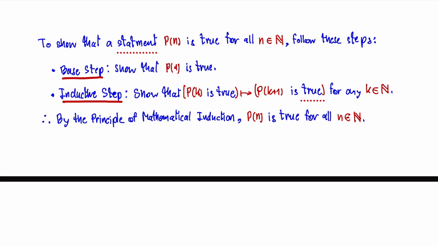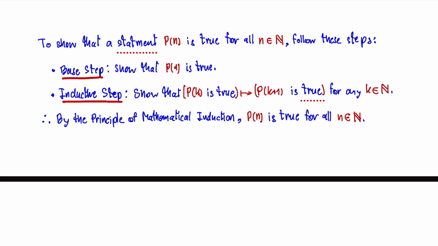Today we are going to use mathematical induction to prove propositions Pn to be true for all n. In using mathematical induction, there are two steps that you have to do. The first step is the base step, which is to show that P1 is true. So look at when n is 1 and show that the statement Pn is true.